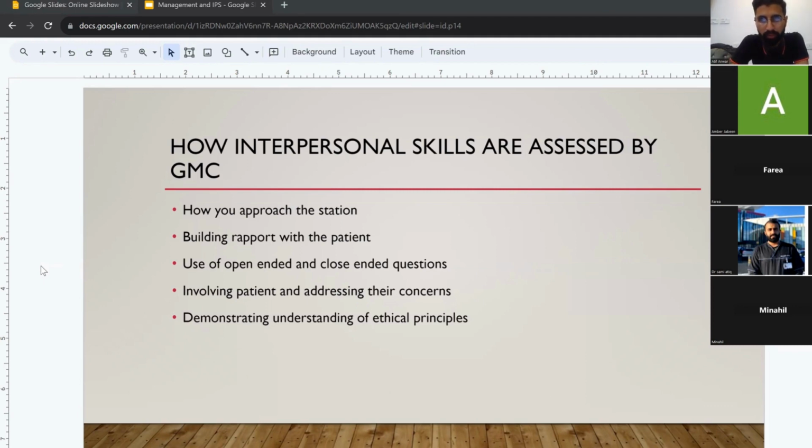Open-ended questions let the patient speak their mind. You have to let the patient speak. You have to be a good listener in your consultation. You have to give the patient the freedom to tell what they are feeling. So always ask the first question as an open-ended question, and then start taking history with closed-ended questions.